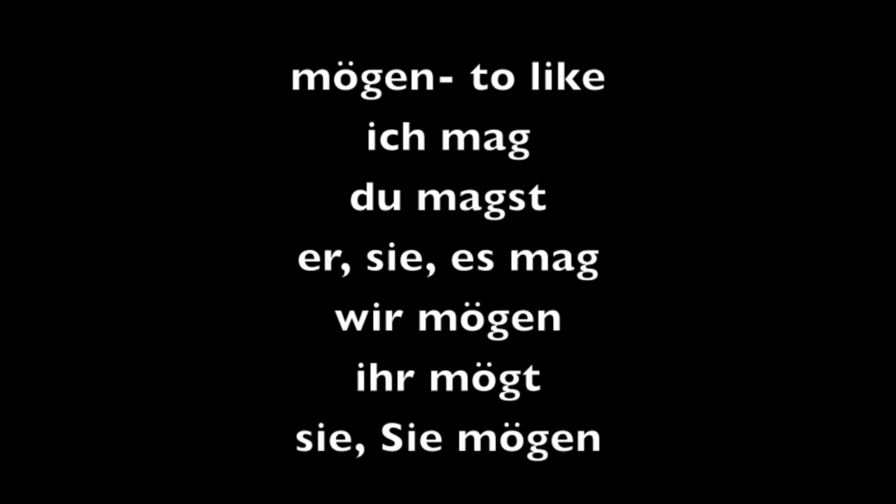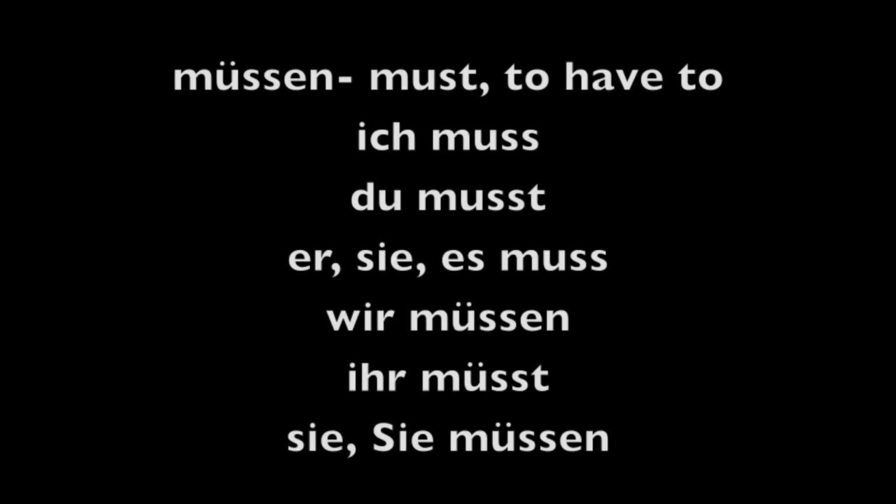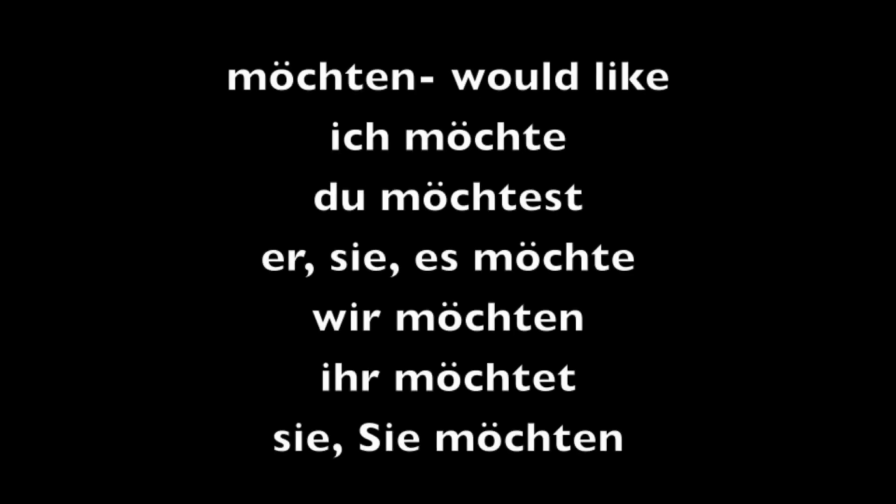Ich mag, du magst, sie es mag, wir mögen, ihr mögt, sie mögen. Müssen, which means must, or to have to. Ich muss, du musst, sie es muss, wir müssen, ihr müsst, sie müssen. Möchten, which is a subjunctive form of mögen, which is why it really doesn't count as a modal auxiliary. Möchten is conjugated ich möchte, du möchtest, sie es möchte, wir möchten, ihr möchtet, sie möchten.